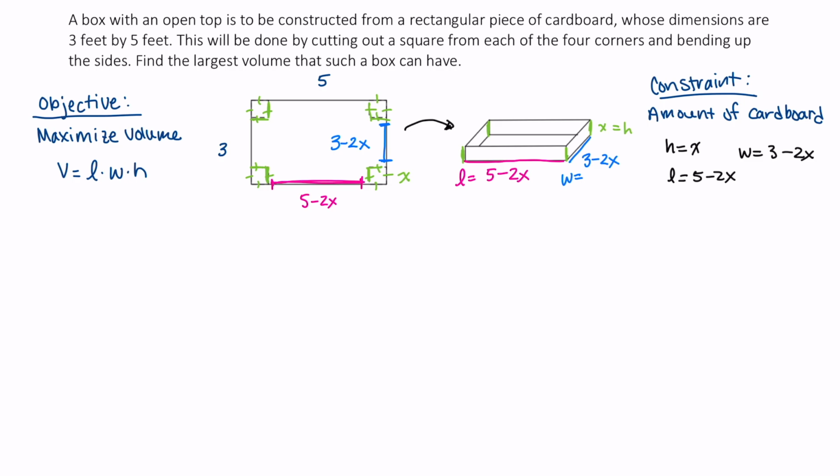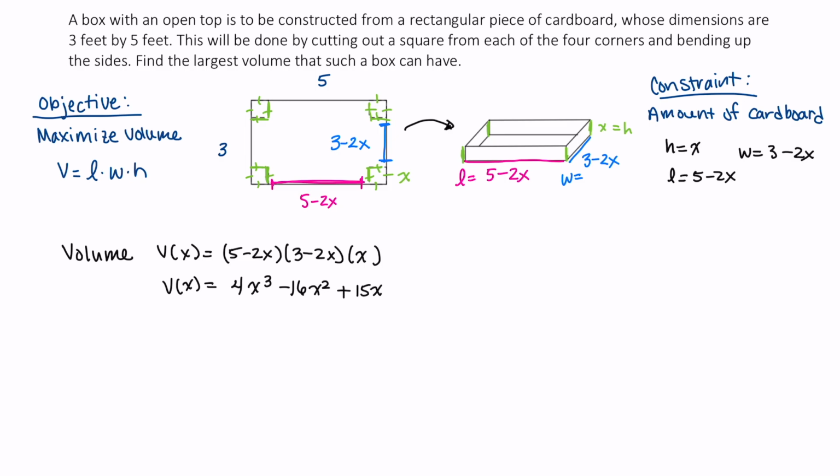Now I can put together a function that represents my volume, and it's a function of x. Each of these is a function of x. So my volume as a function of x, V of x, is equal to the length, 5 minus 2x, times the width, 3 minus 2x, times the height, x. This can be rewritten as 4x cubed minus 16x squared plus 15x.